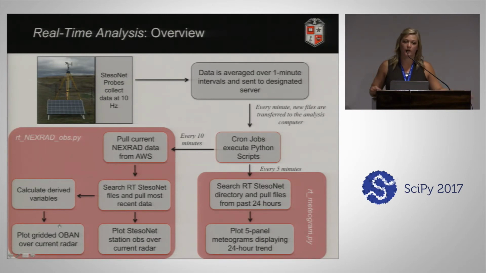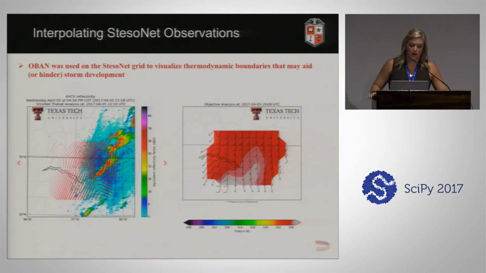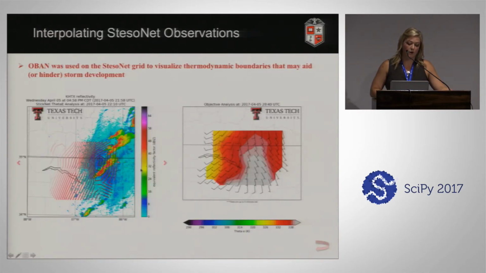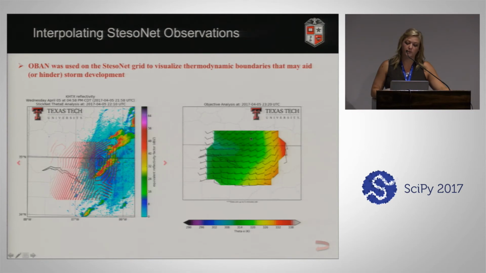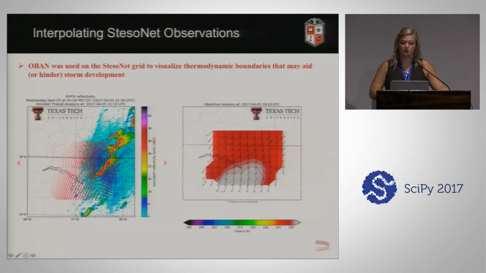at the same time, running concurrently, we were able to plot a gridded objective analysis of the StesoNet grid that we had. And so here's an example, and here's a moving example. This is over the radar. We just contoured it. We didn't fill it. Then on the right here is our fill with the wind barbs, because if you put these two together, it's cluttering.